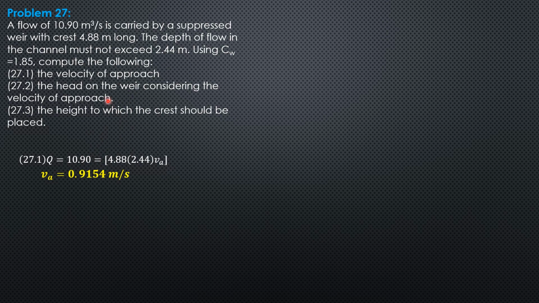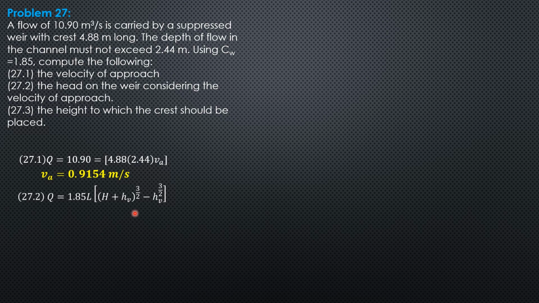Then the head on the weir, considering the velocity of approach, so we use the formula Q equals 1.85 L times the quantity H plus H sub V raised to 3 halves minus H sub V to the 3 halves. Remember, when the velocity head of approach is considered, this was the formula. Then in Francis' formula, this is 1.84. So here it's 1.85 because it is given.